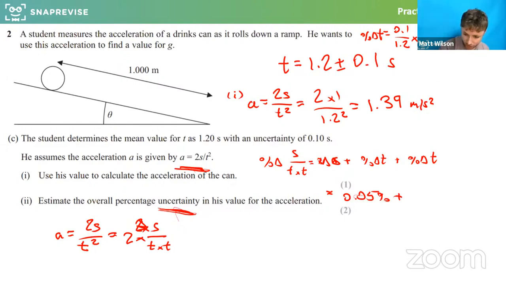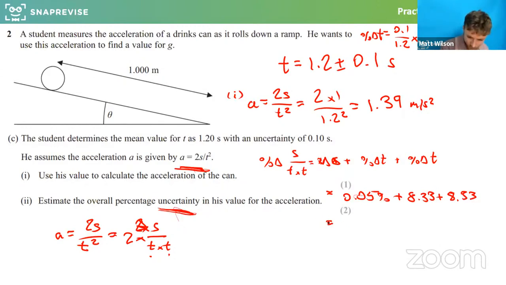Put that in a calculator, you'll get 8.33%. So we have the percentage uncertainty of T, 8.33%. But it's come up twice. There's two factors of T, so we've got to add it in twice. So you put all of that together.